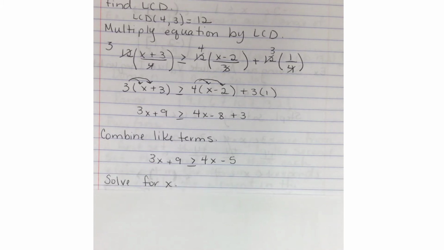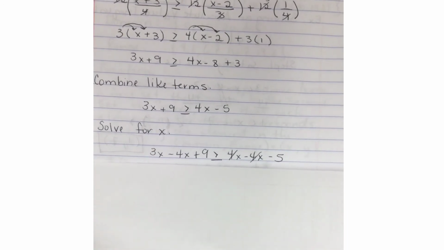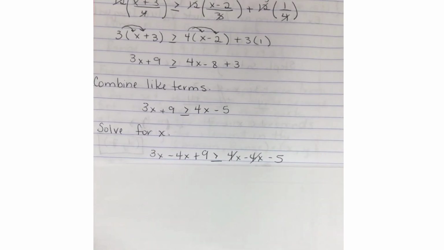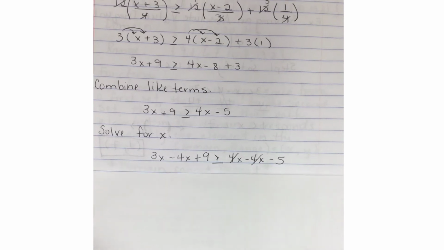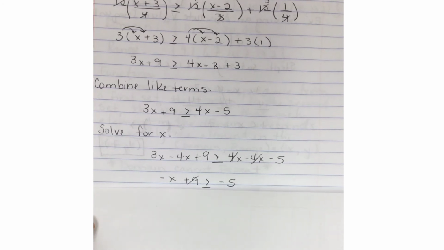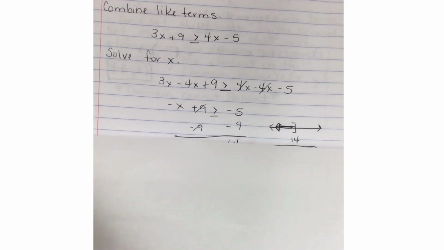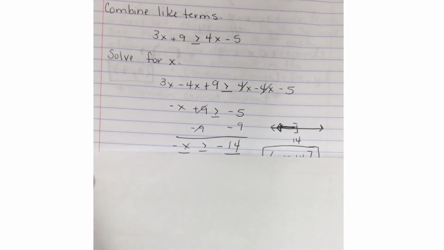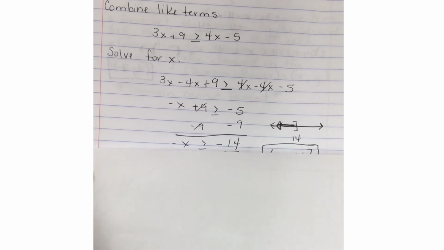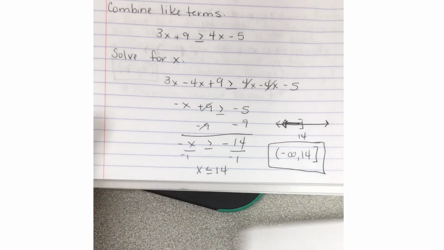So, we're going to solve for x. And we are going to pull the 4x to the left side by subtracting 4x on both sides. We have -x + 9 is greater than or equal to -5. And when we subtract 9 on both sides, we get -x is greater than or equal to -14. And remember, whenever we have to divide or multiply by a negative number, the sign flips. And our final answer is x is less than or equal to 14.